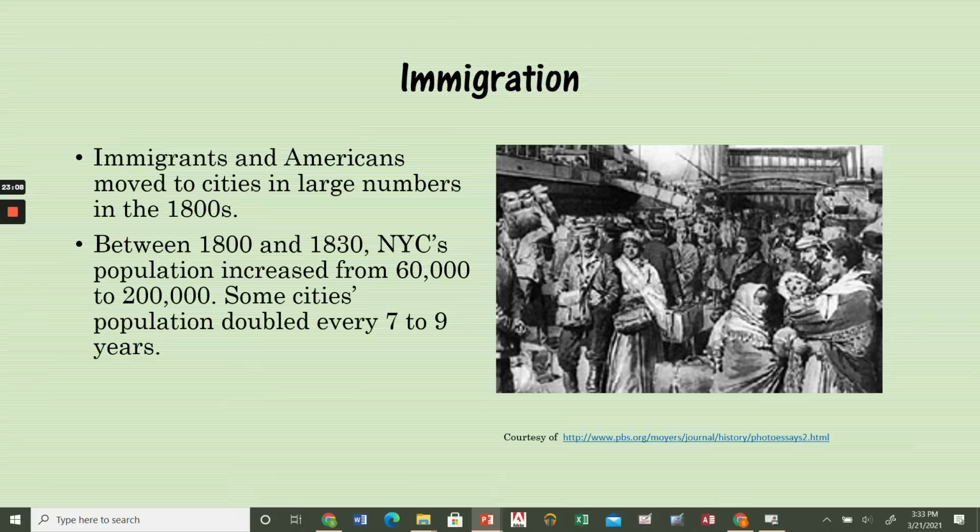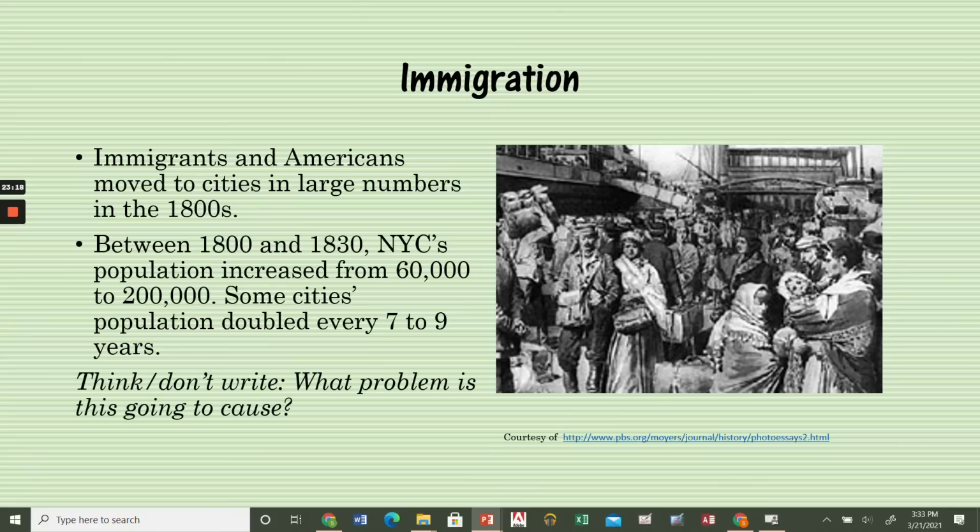And then cities all over the country saw their population doubling basically every 7 to 9 years. So this is a time where cities were becoming much more heavily populated. And remember, we looked at these maps or charts during the Industrial Revolution, and we saw that there were a lot more people living in urban areas versus rural areas. Well, these are the numbers to back that up. All right, but when all of a sudden you have these relatively small cities of 50, 60, 70,000, and now you have hundreds of thousands of people living there, think for a second about what problem that's going to cause.